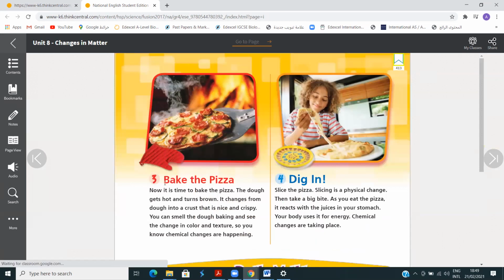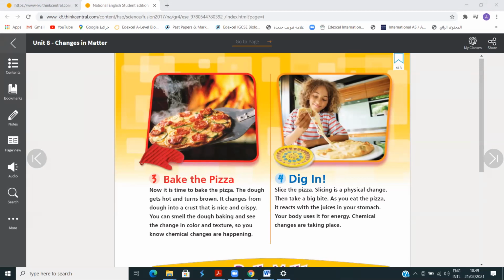Now it is time to bake the pizza. The dough gets hot and turns brown. It changes from dough into crust that is nice and crispy. This is called a chemical change. So that's a chemical change here.